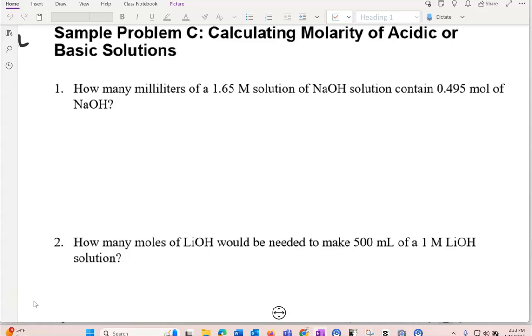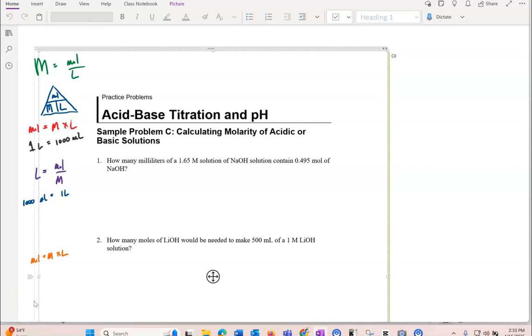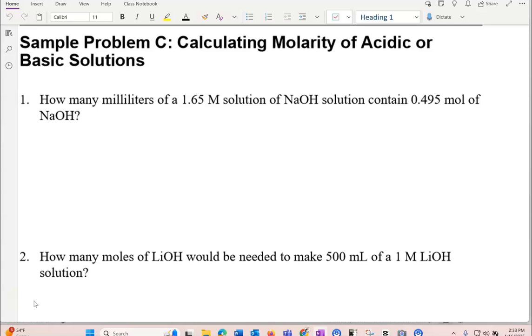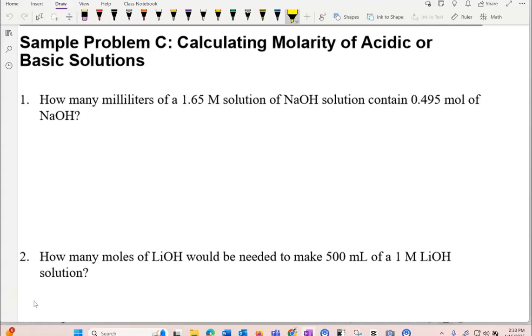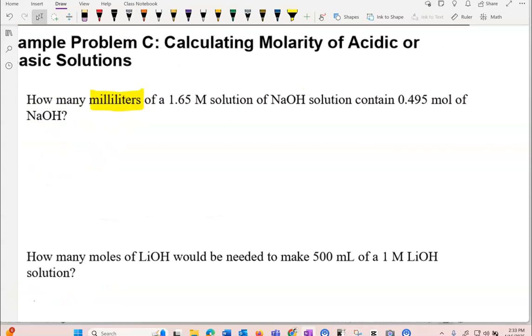This question is asking us how many milliliters of a 1.65 molar solution of sodium hydroxide contain 0.495 moles of sodium hydroxide. Clearly it's asking for milliliters, which means we want to find volume. The only equation we have that is set up to find volume is this one. Even though it wants milliliters, we don't have an equation that gives milliliters. We do have one that does liters. So liters is equal to moles over molarity.